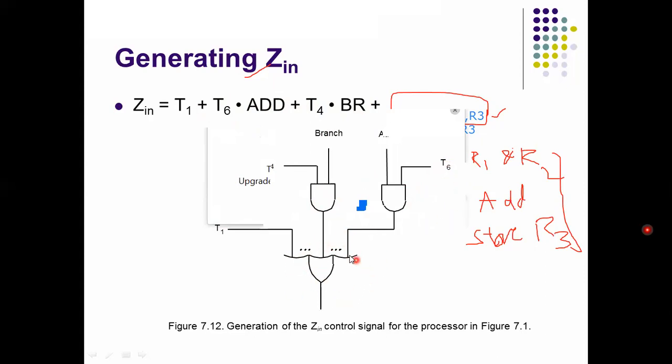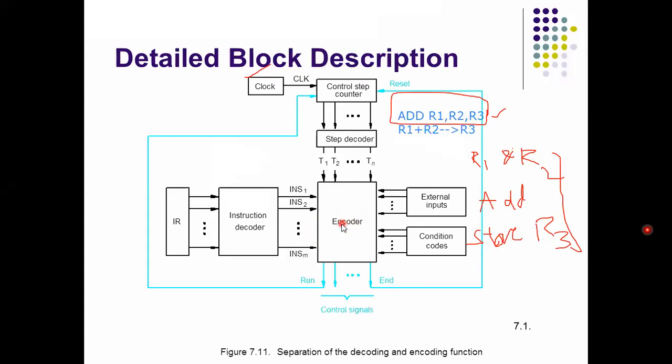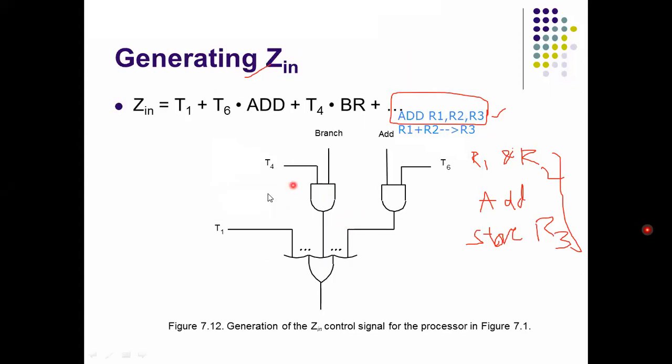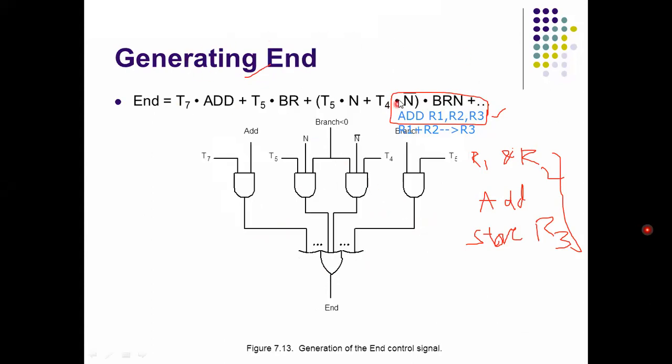Okay, ma. This is the generation of the ZIN control signal for the processor. This will be generated in the encoder. By observing this only we are saying this is a combinational circuit. Okay, ma. This is a combinational circuit.